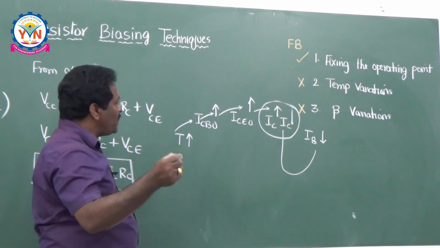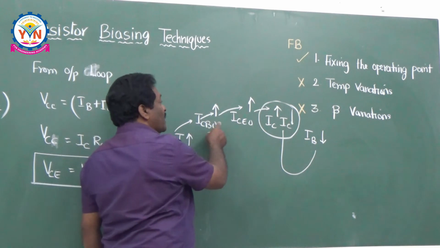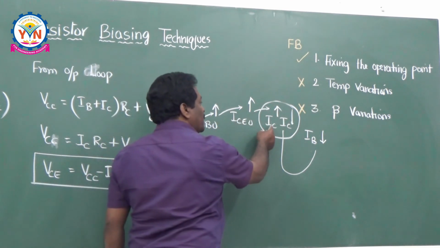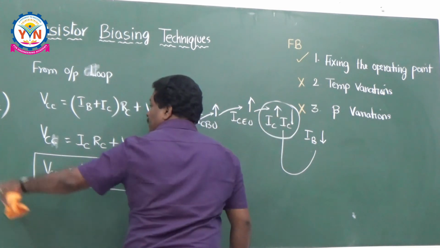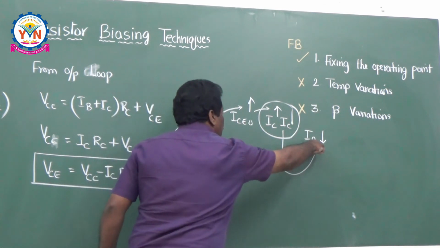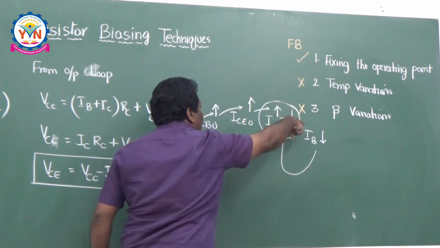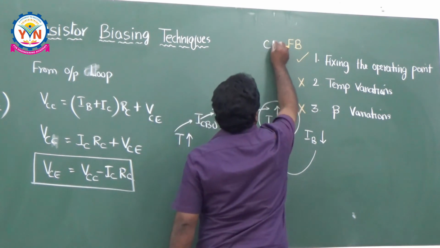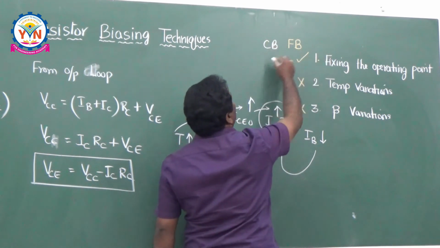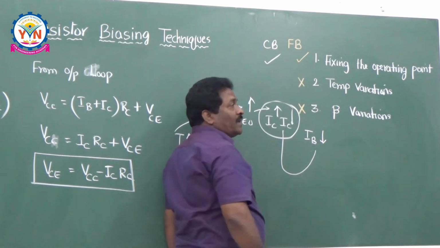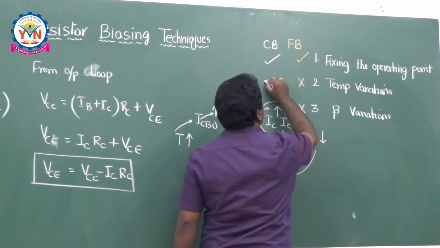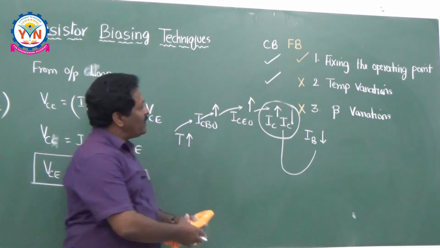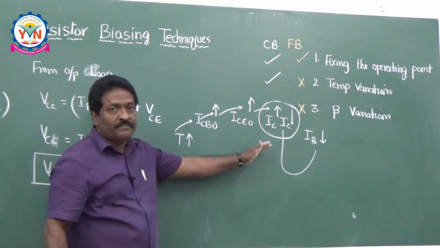So once again I repeat, if temperature increases, reverse saturation current increases, collector current increases. If collector current increases, from the input loop equation IB decreases. If IB decreases, once again IC will be in control. That means for the collector to base bias, fixing the operating point is excellent, we have fixed it. And the temperature variations are also excellent. Temperature variations you have also taken care of.